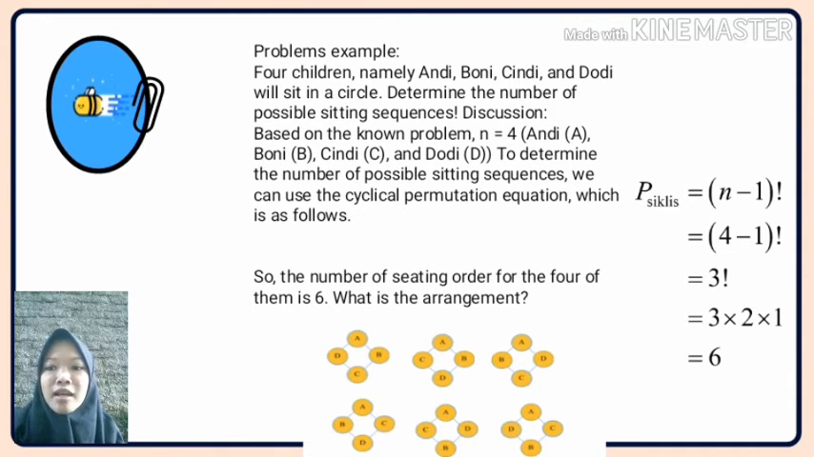To determine the number of possible sitting sequences, we can use the cyclic permutation equation, which is as follows. Cyclic permutation equals the difference of n and 1 factorial, equals the difference of 4 and 1 factorial, equals 3 factorial, equals 3 times 2 times 1 equals 6. So the number of sitting orders for the four of them is 6.